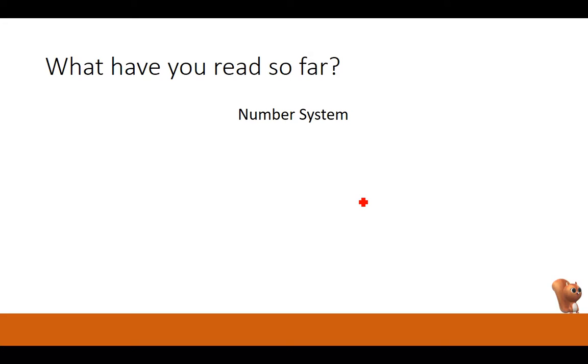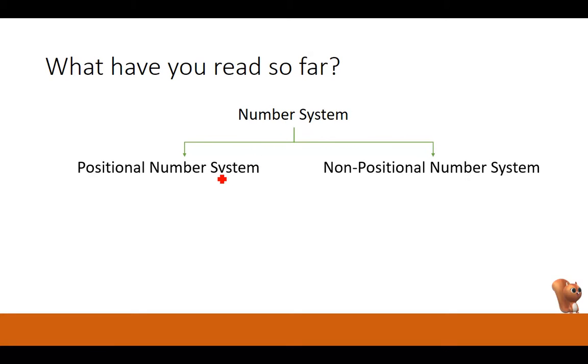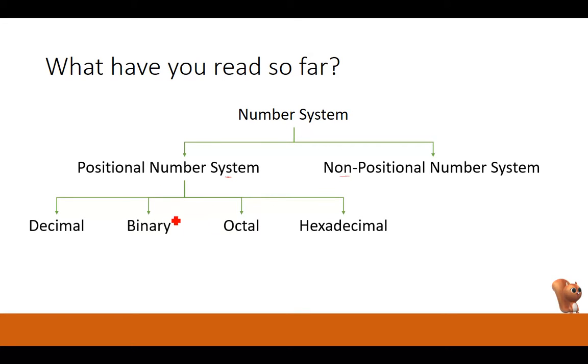Well, so what have you read so far? We know that a number system is of two types. One is called positional number system and another is called non-positional number system. As we have already known, the positional number system is of four types: decimal, binary, octal and hexadecimal. These are the four types of number system that come under positional number system.